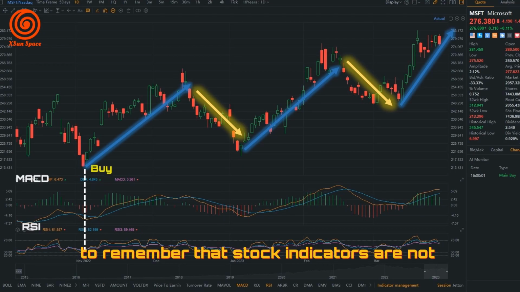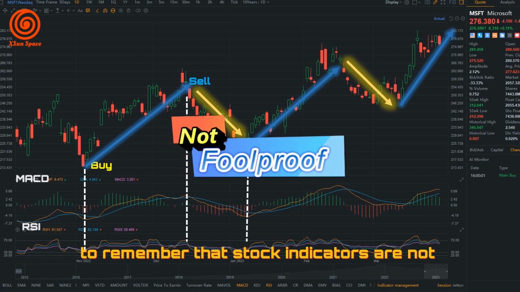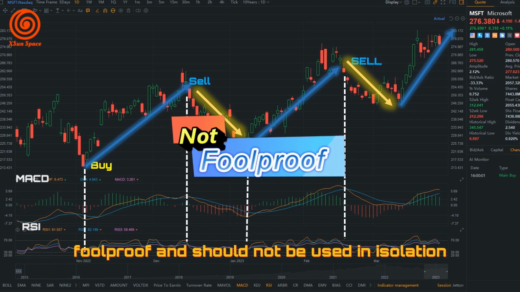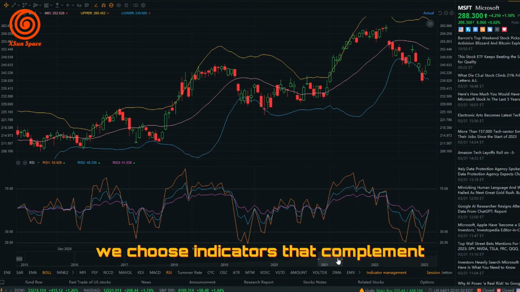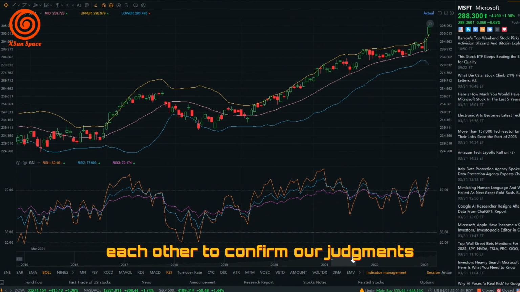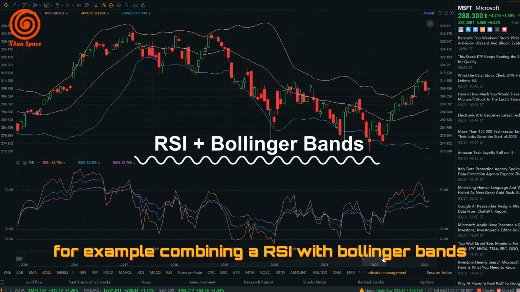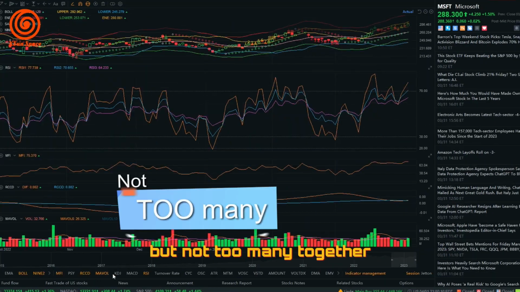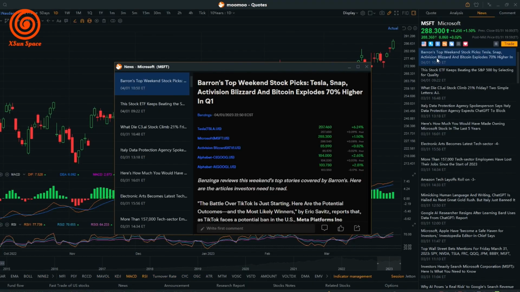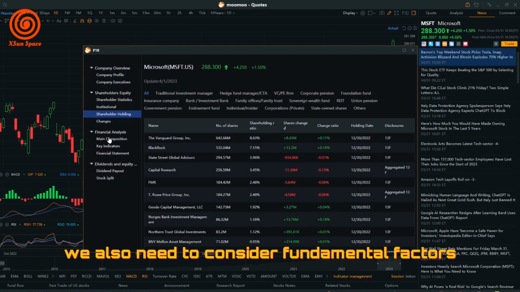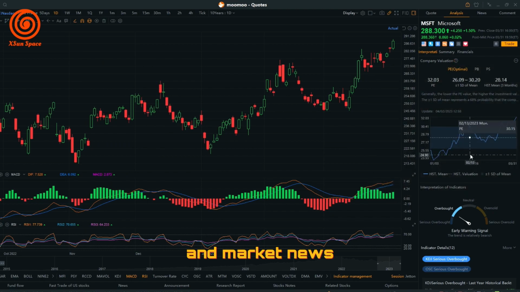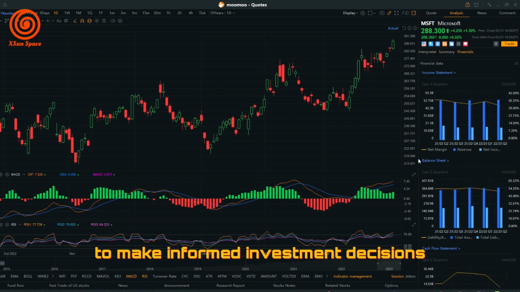It's important to remember that stock indicators are not foolproof and should not be used in isolation. We choose indicators that complement each other to confirm our judgments. For example, combining a RSI with Bollinger Bands. But not too many together. We also need to consider fundamental factors and market news to make informed investment decisions.